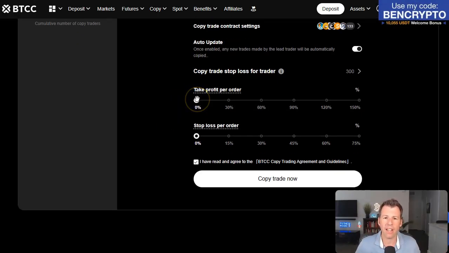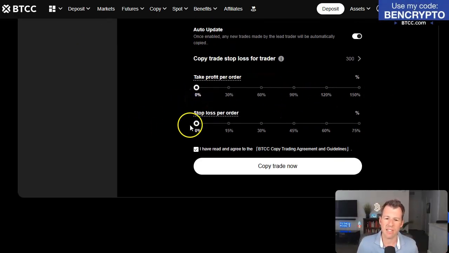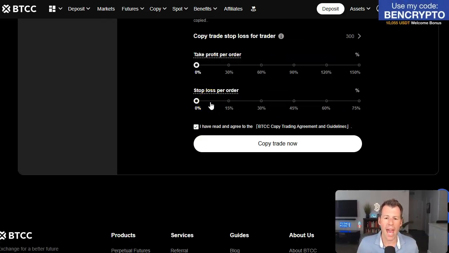Take profit per order. I like to let my winners ride. I don't really see a need to select that. Stop loss per order, you can do that. You can set it at, I don't know, if one individual trade hits 30% loss, then close out that trade immediately. You can, or you cannot.